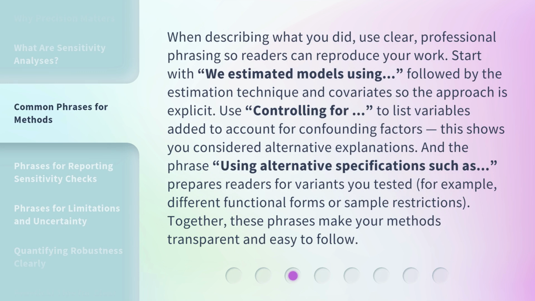When describing what you did, use clear professional phrasing so readers can reproduce your work. Start with, "We estimated models using," followed by the estimation technique and covariates so the approach is explicit. Use "controlling for" to list variables added to account for confounding factors. This shows you considered alternative explanations. And the phrase "using alternative specifications such as" prepares readers for variants you tested. For example, different functional forms or sample restrictions. Together, these phrases make your methods transparent and easy to follow.